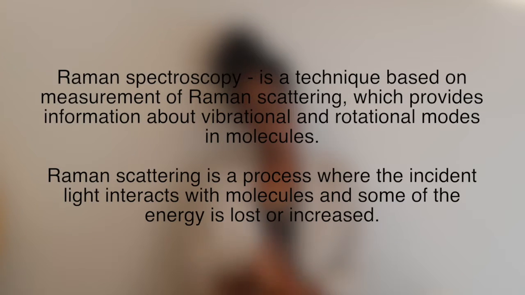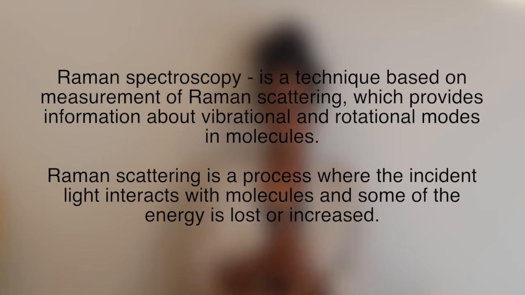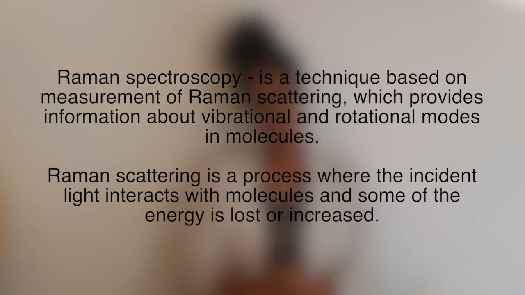Another technique that uses light scattering is Raman spectroscopy. This is a technique based on measurement of Raman scattering, which provides information about the vibrational and rotational modes in molecules. Now, in contrast to elastic scattering, where the energy is conserved before and after the process, Raman scattering is a process where the incident light interacts with molecules and some of the energy is lost or increased. Now, this technique can be used for the characterization of diamond films.